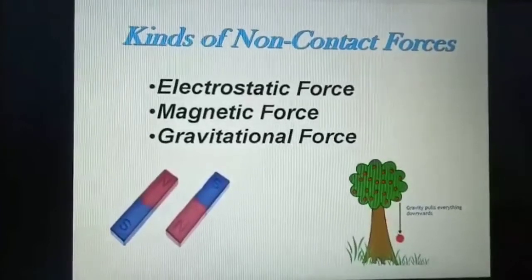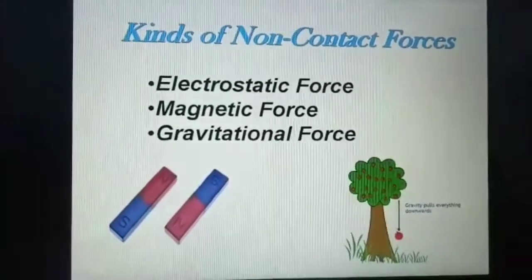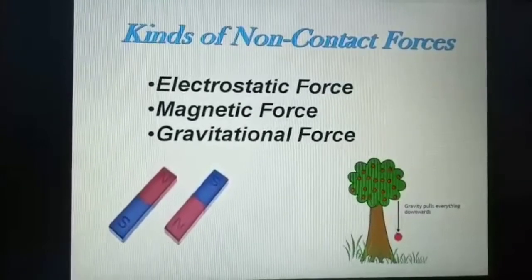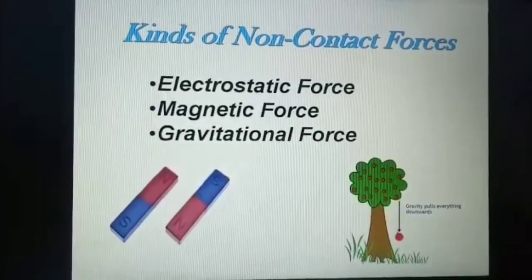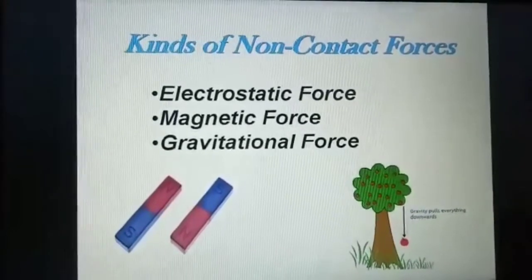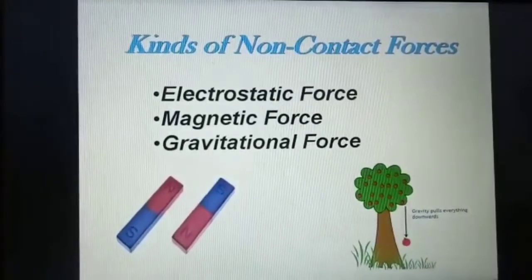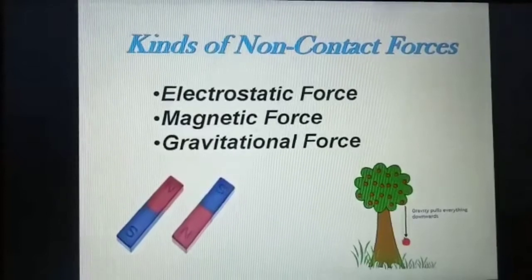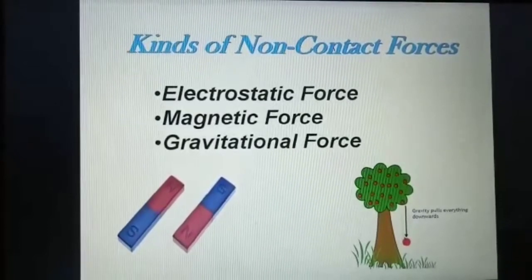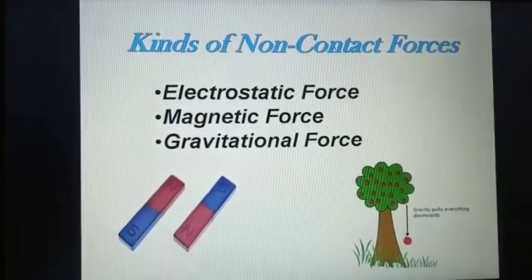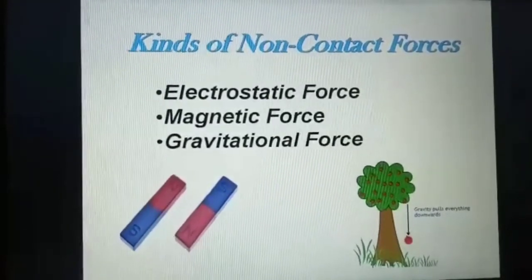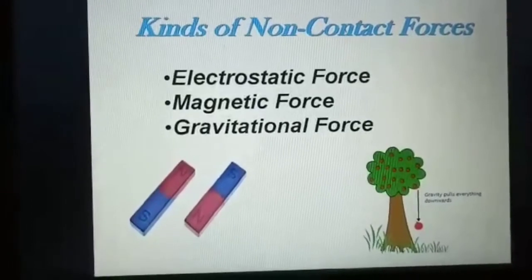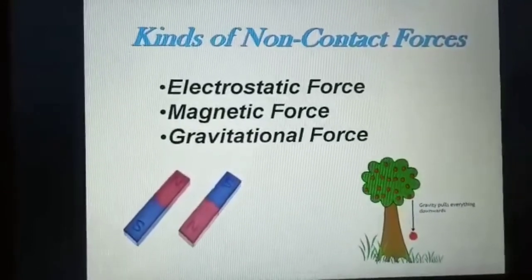For example, when a comb is rubbed on dry hair, it gets charged. If this comb is brought near small bits of paper, opposite charges are induced on the bits of paper and they begin to move towards the comb. The motion of paper bits is due to the electrostatic force of attraction exerted between the unlike charges on the comb and the paper bits.